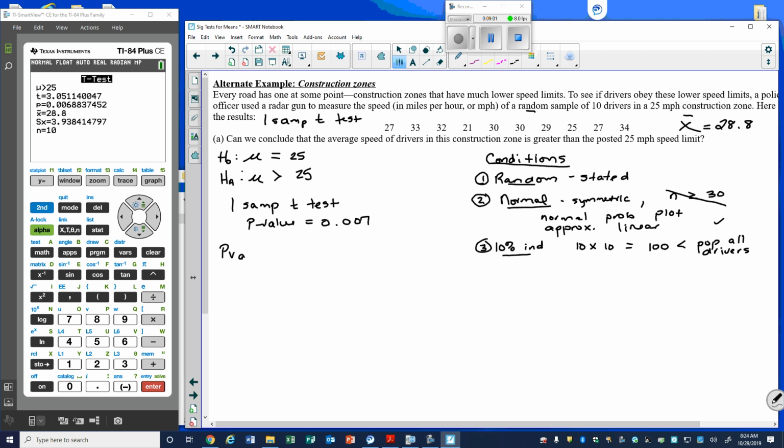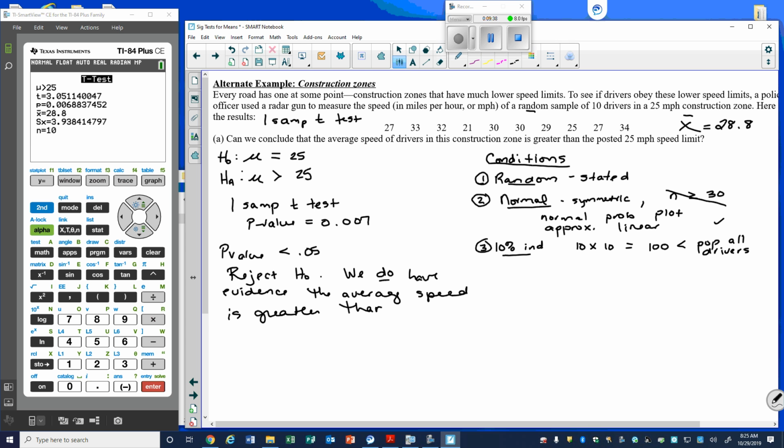And since that p-value is less than 0.05, which is our typical alpha level at a 95% confidence level, then I am going to reject the null hypothesis and state that we do have evidence of the alternative, in which I said the average speed is greater than 25 miles per hour.